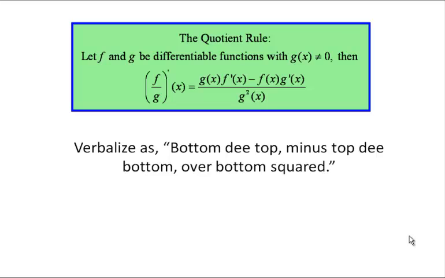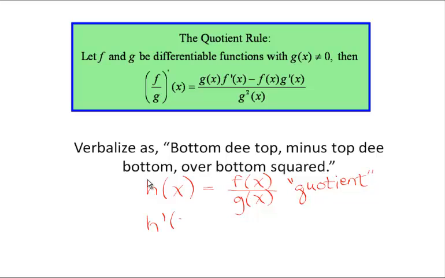In the same way that we verbalized the product rule for derivatives, we are going to verbalize the quotient rule for derivatives. As we said before, if we have a function that is defined to be some mathematical operation, here that mathematical operation is division, that is a quotient, that's why this is called a quotient rule. If h of x is defined to be the quotient of f of x over g of x, when I find h prime of x, I must apply the quotient rule for derivatives.